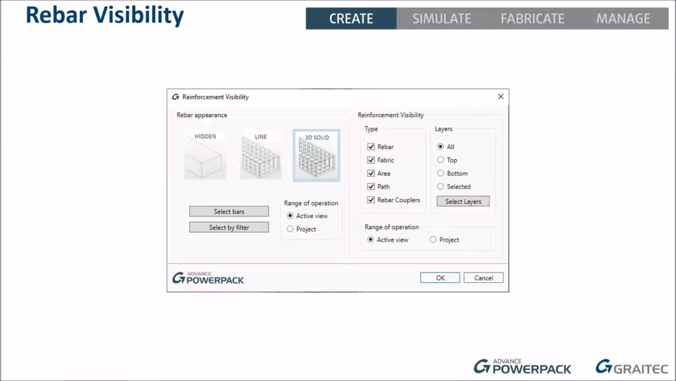So in here we can actually turn off certain elements. So if you wanted to turn off all your fabric, your area, your path, your couplers, and just have your standard rebar, then we can do that, and vice versa. So it creates some really useful control in there.